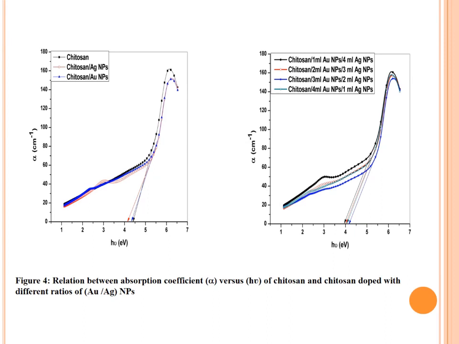The absorption edge values for chitosan and chitosan doped with various ratios of both silver and gold nanoparticles can be estimated by plotting the optical absorption coefficient alpha against photon energy h nu and extrapolating the linear progression of the curve to zero values of photon energy. As seen, the values of absorption edge are decreased compared to pure chitosan. That means gold nanoparticles and silver nanoparticles affect the arrangement of atoms and the crystallinity of chitosan.